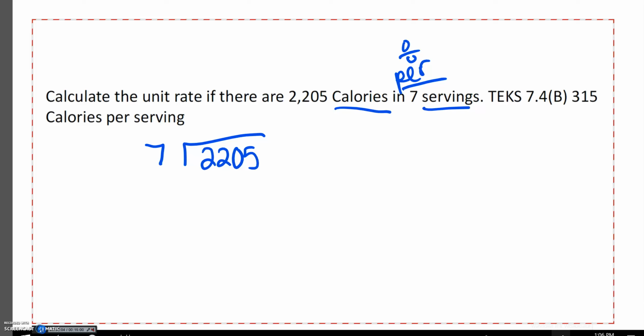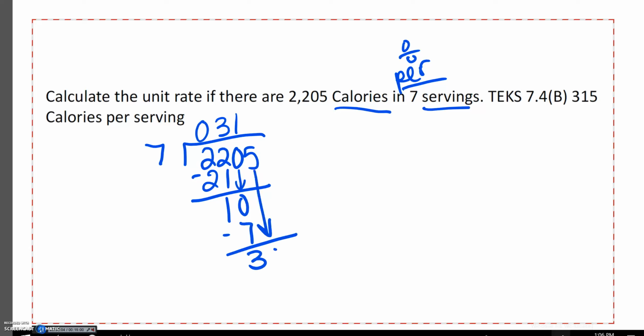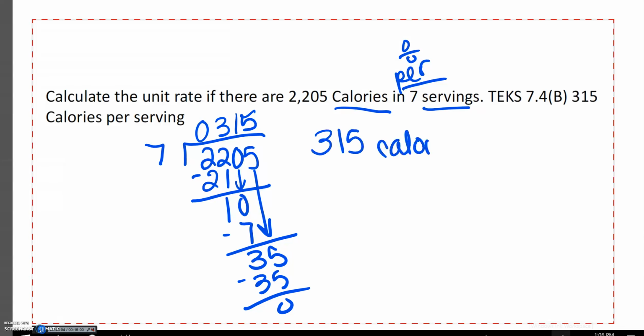So 7 doesn't go into 2, but it goes into 21 3 times, which is 21. Subtract and I get 0. Bring down my 0. 7 goes into 10 once, which is 7. Subtract to get 3. Bring down my 5. That's 35, which goes in there 5 times. And I'm done. So that means there's 315 calories per serving.